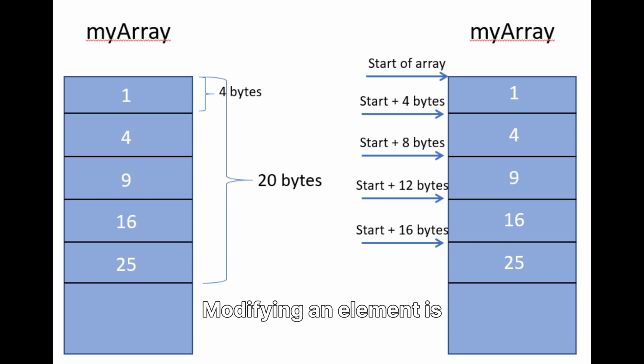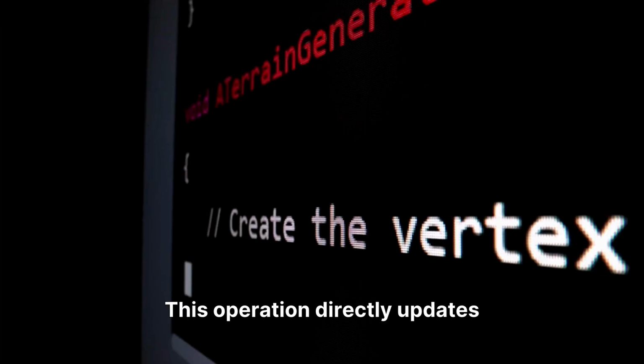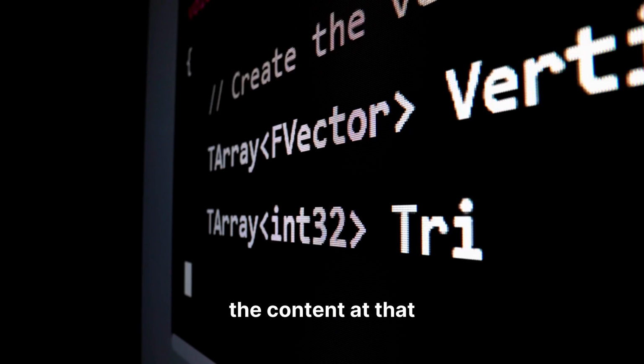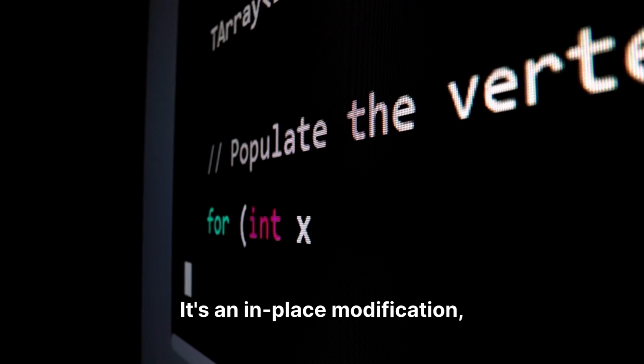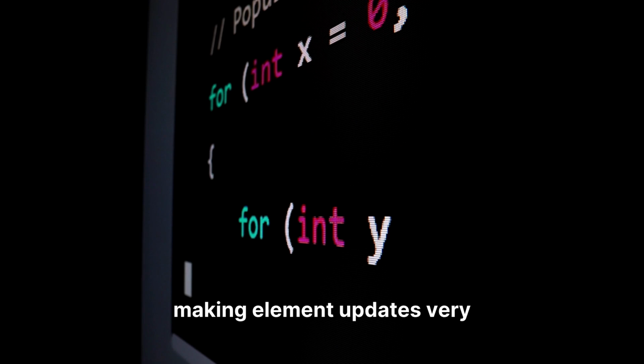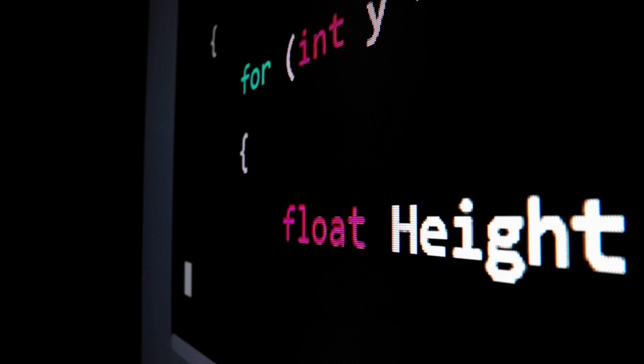Modifying an element is straightforward. Simply assign a new value to a specific index. For instance, numbers[1] = 25 updates the element at index 1 directly. This operation directly updates the content at that memory location. It's an in-place modification, making element updates very fast without creating new structures.